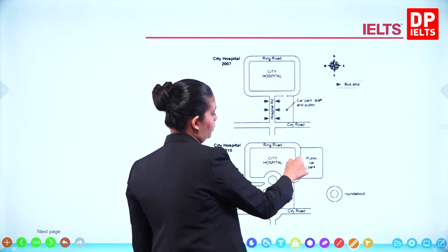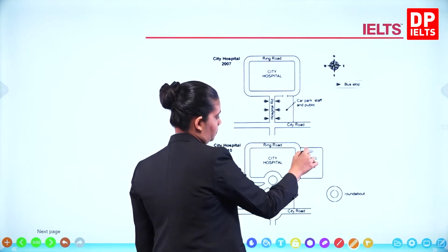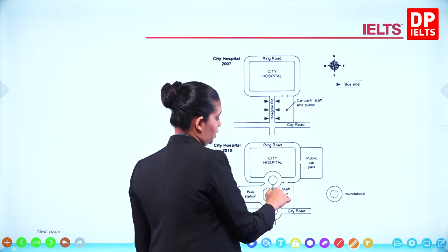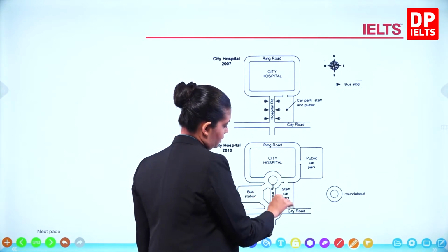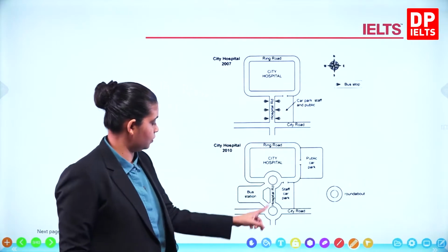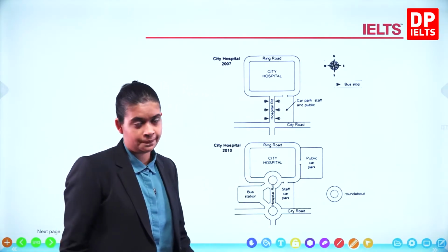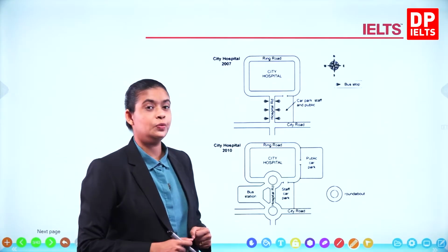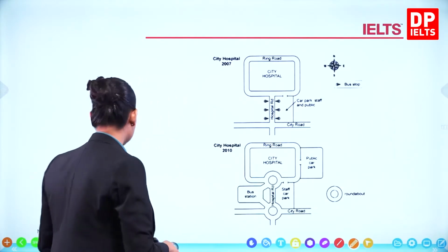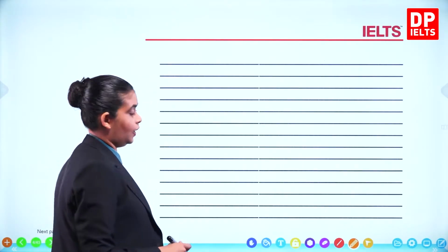However, now there's a separate entrance, a separate public car park. There's a ring road, separate park for the staff. The bus station is also there. The city road is also there. There's a roundabout now. There are actually two roundabouts. I'd like you to do it on your own. Take 20 minutes. Off you go. All right. So I hope you would have written an answer. Let's have a look at an answer together.